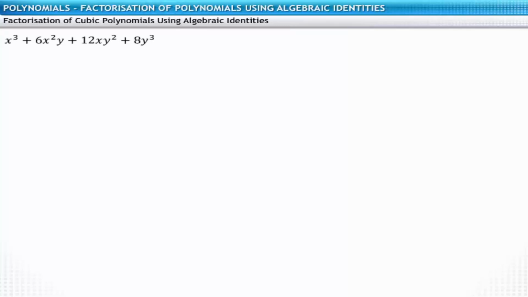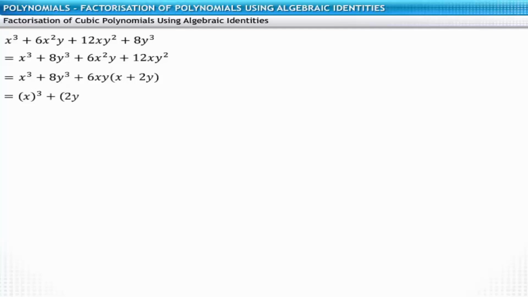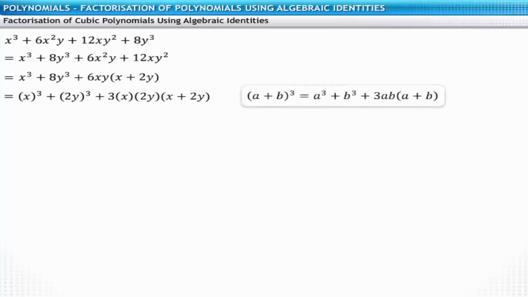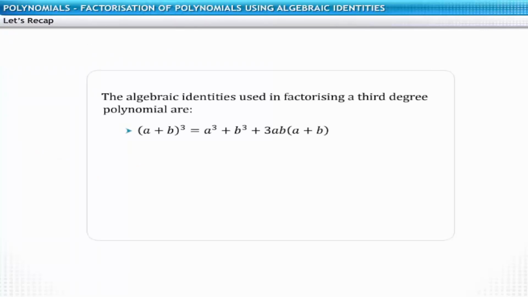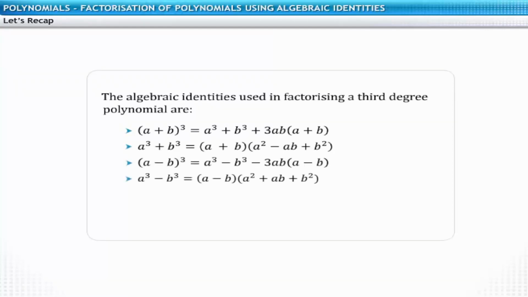Let's go back and review the cubic polynomial that we have to factorize. We'll rearrange the polynomial. Now, the obtained polynomial is similar to the expanded form of this cubic identity. Let's compare the polynomial with the identity. Hence, the polynomial can be expressed in this form. The factors of the polynomial are shown. Let's recap. The cubic polynomials can be factorized by using the following algebraic identities involving third-degree terms.